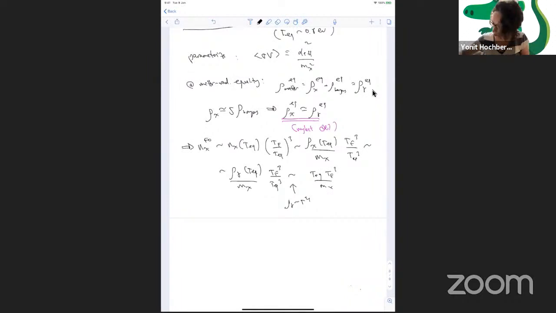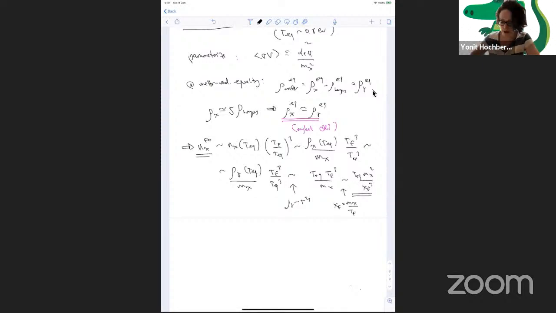And one more thing that we're going to do over here is, instead of talking about temperatures, it's often convenient to move to the variable x, the dimensionless quantity, which is the mass of dark matter over the temperature at freeze out. And this will altogether give me T equality m chi squared over x freeze out cubed. So this is the number density of dark matter at freeze out written in terms of T equality.